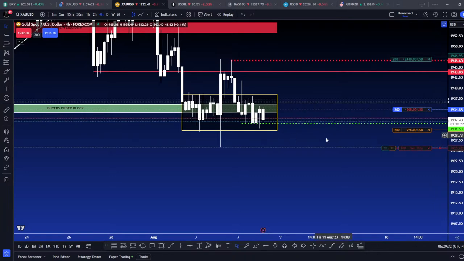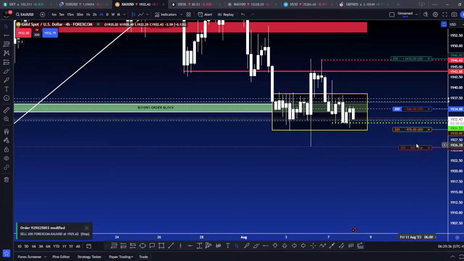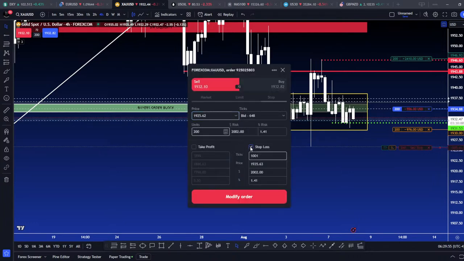I don't want to push things too advanced just yet, but just know that I was going to put my sell stop at around 1927, to try to catch this drop earlier than it getting below this liquidity or this wick. Okay, so now we're going to place a pending order on gold at 1925, and we're going to set our stop loss for our sell stop and our take profit.